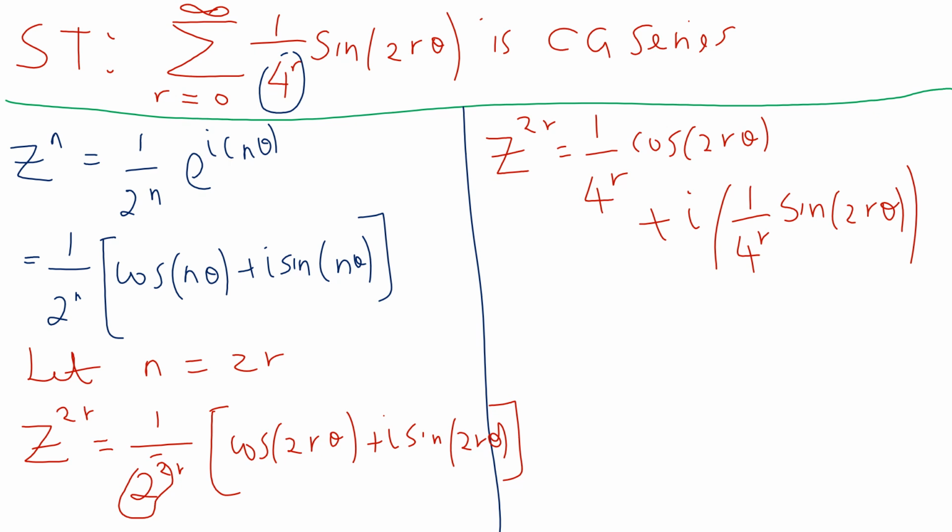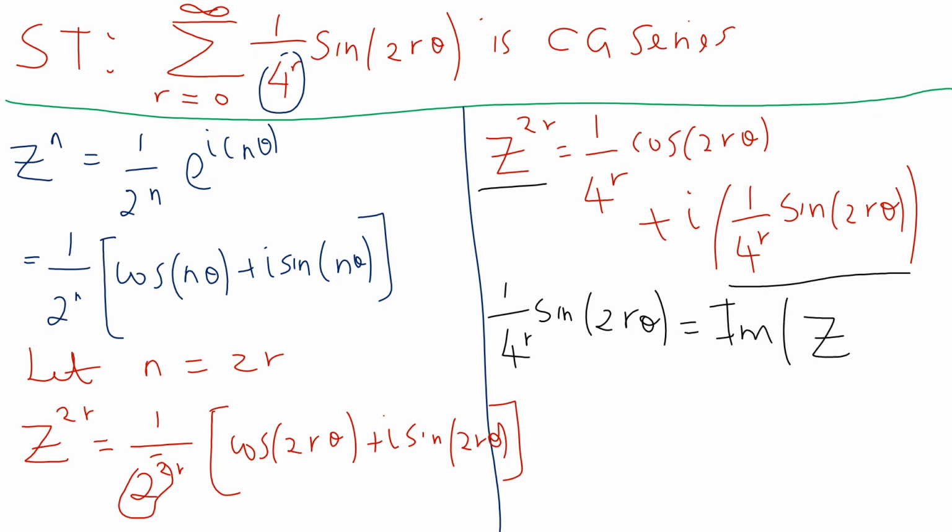Now you realize that this here is the imaginary part of this. The imaginary part is the part that is attached to the complex number I. So I can say that 1/4 raised to the power r the sine of 2r theta is equal to the imaginary part of my complex number z raised to the power 2r. You see now, it therefore means that, what does it mean?